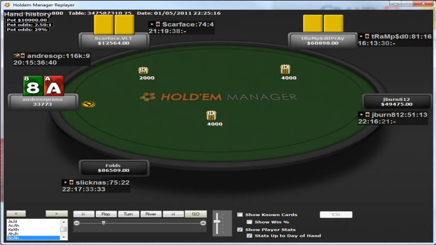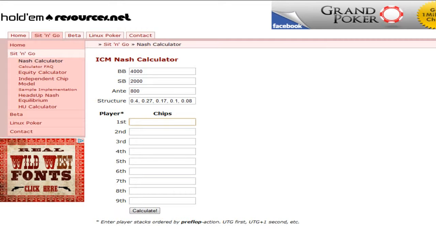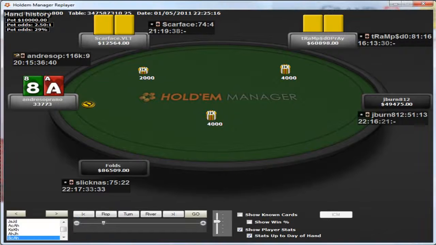So with that in mind, I want to see if, with the stacks distribution, I should shove my ace-8 offsuit or not. So I'm going to put in order. The first player has 49,475. Second player has, it's something nasty actually.